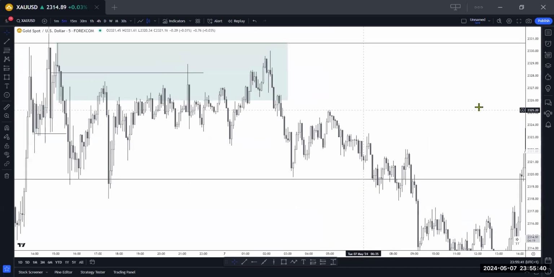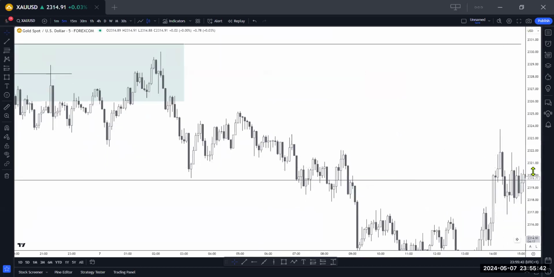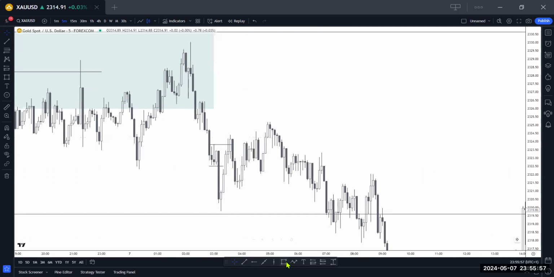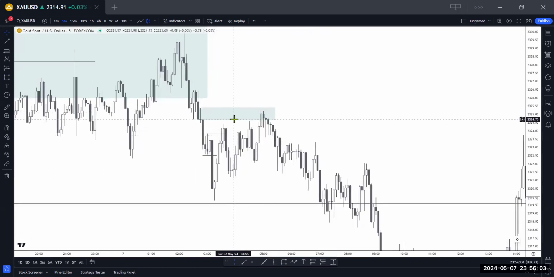Let's see if we got any MSU. We have an MSU here. You guys can see it took the low, and then took the high, took the low, took the high. The move primarily went into this area. We end up moving to that area.